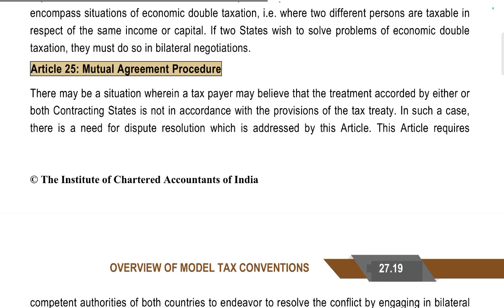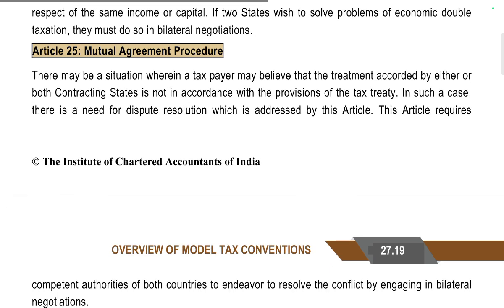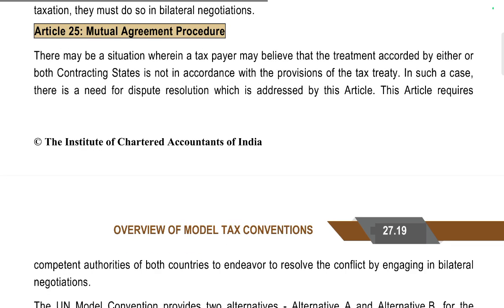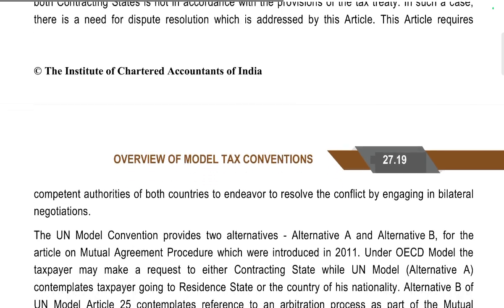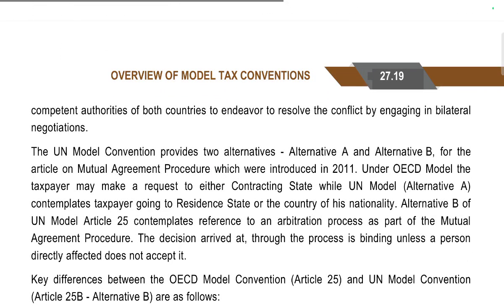Article 25, Mutual Agreement Procedure. There may be a situation wherein taxpayers believe that they are taxed by either or both contracting states not in accordance with the provisions of the tax treaty. In such a case, there is a need for an adequate resolution, which is addressed by this article. This article requires the competent authorities of both countries to endeavour to resolve the conflict by engaging in bilateral negotiation.